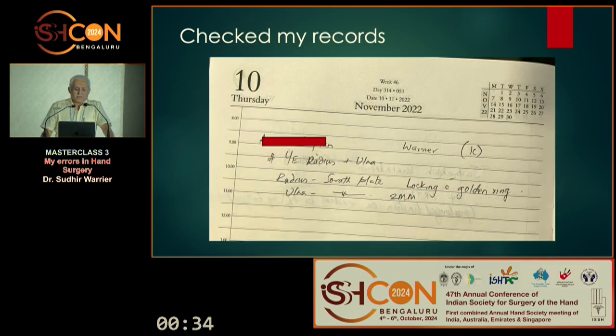It said fracture lower end radius and ulna. Radius, the name of the company, Sorat plate, locking with the golden rings. So what details were there were almost good enough for me to know what I had put in, because we use different companies at different hospitals. And the ulna, there's a ditto mark for the company name, and it says 2 mm. So I was fairly confident of what I was going to do.